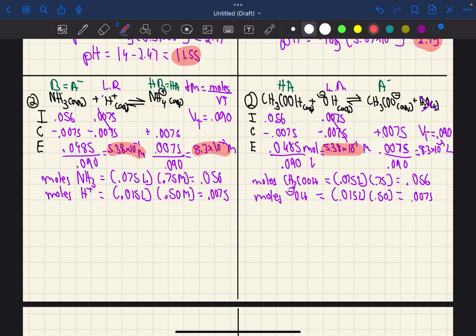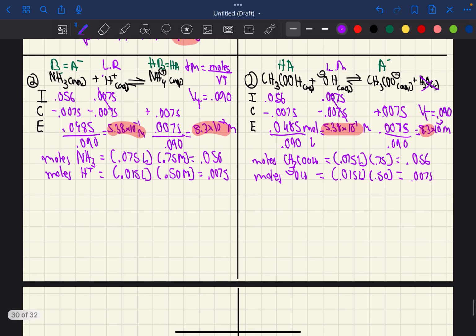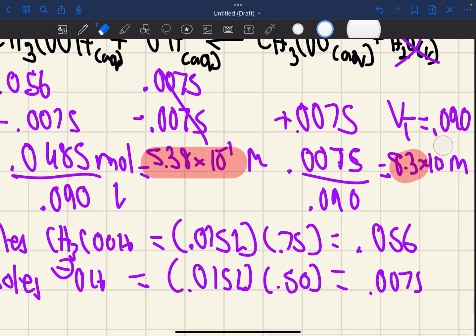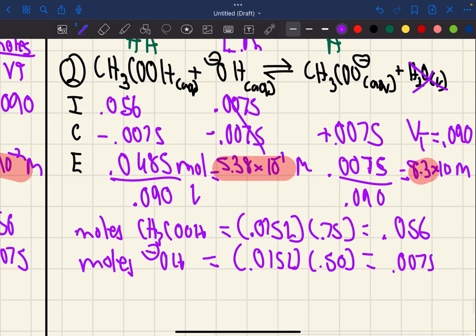I'm going to highlight that right now. That's all that matters. This is not in liters. I don't know why I put liters here. Molarity. Okay, sweet. Minus. Let me make it a little bit clearer just so you guys don't get confused with my math.